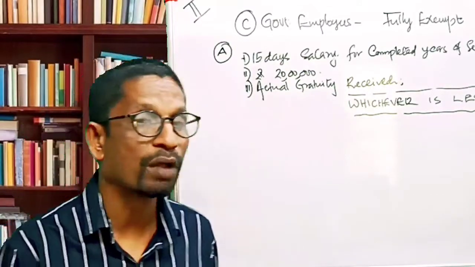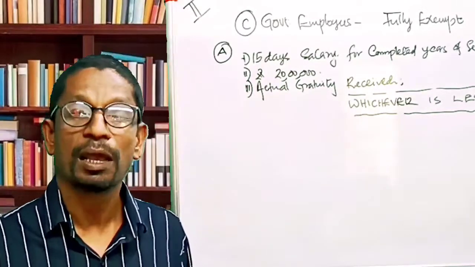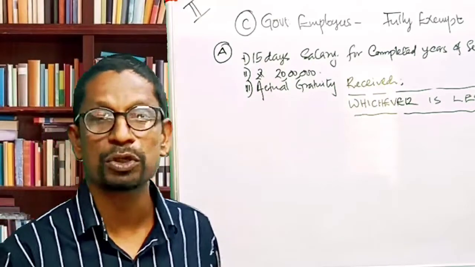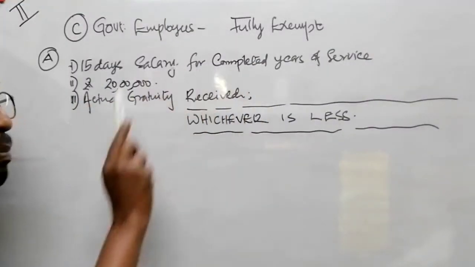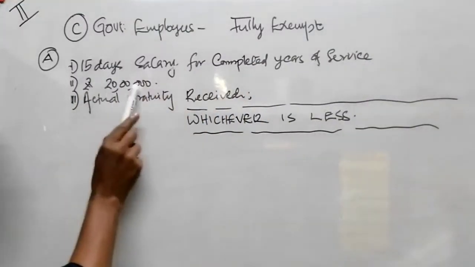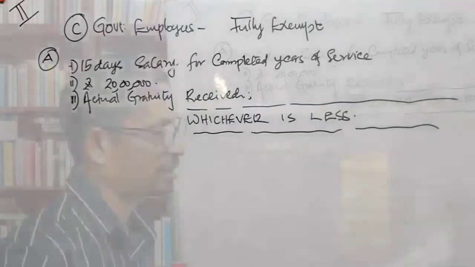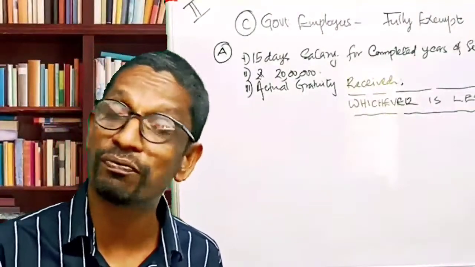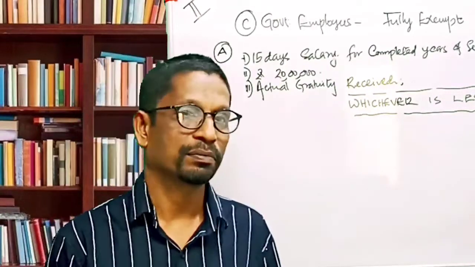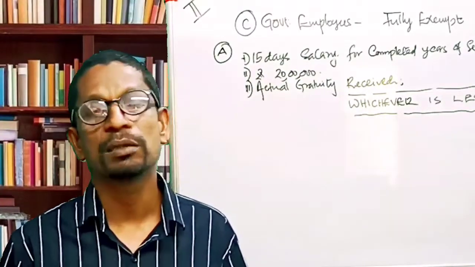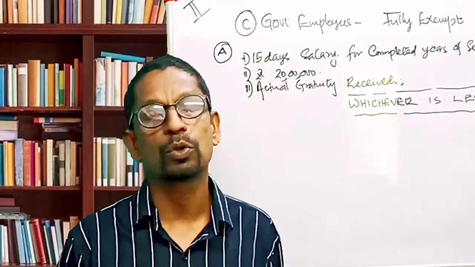In this case, before solving the question, my dear students, listen now. First of all, please write down the conditions mentioned for the exemption of a gratuity. Number one, 15 days salary for each completed year of service. Second one, rupees 20 lakh. And again, the actual gratuity received, whichever is less. That means out of these three figures, the employee gets exemption for the least figure. That is the exemption, and the balance amount is taxable.